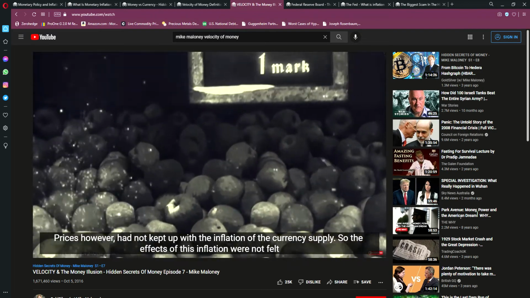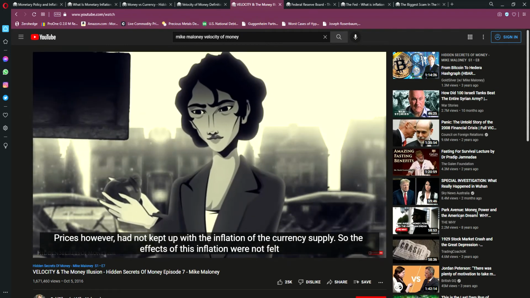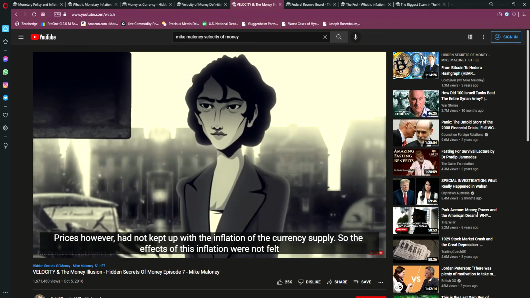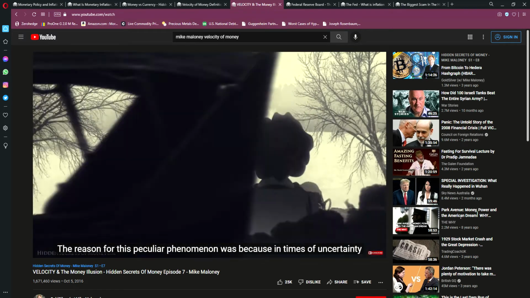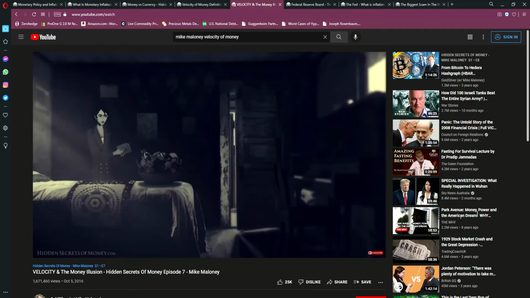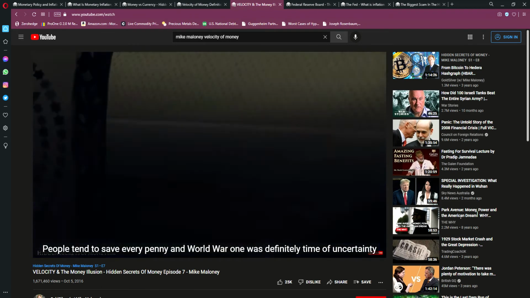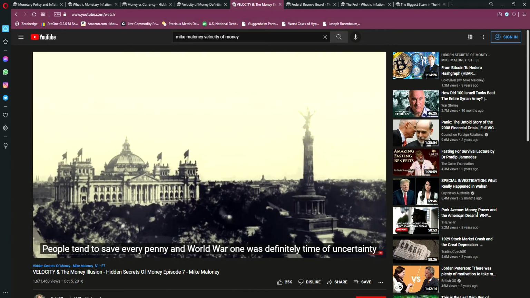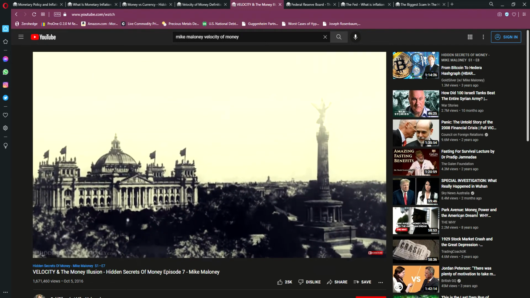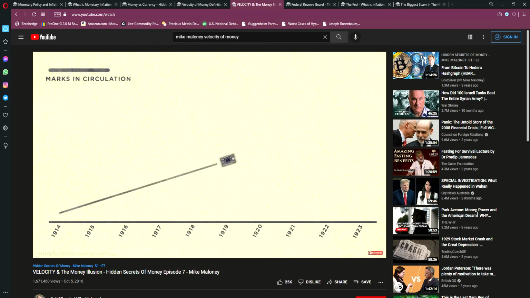Prices, however, had not kept up with the inflation of the currency supply, so the effects of this inflation were not felt. The reason for this peculiar phenomenon was because in times of uncertainty, people tend to save every penny, and World War I was definitely a time of uncertainty. So even though the German government was pumping tons of currency into the system, no one was spending it, yet.